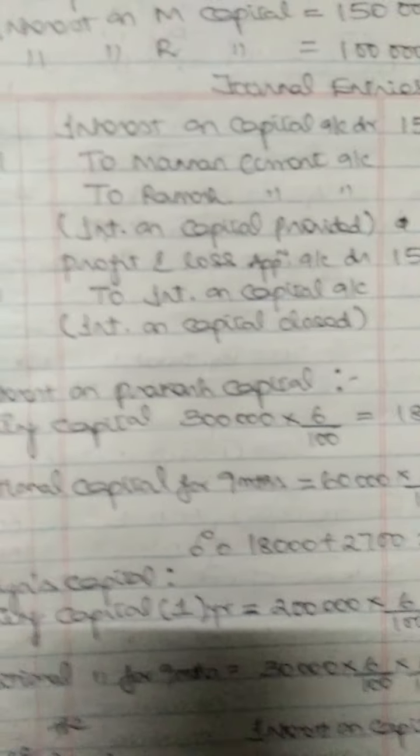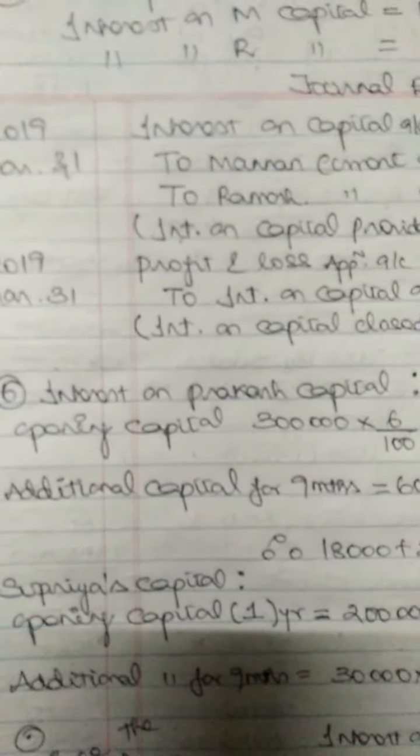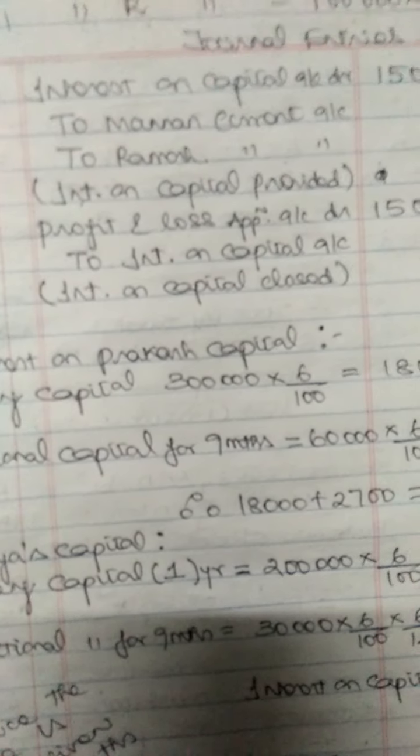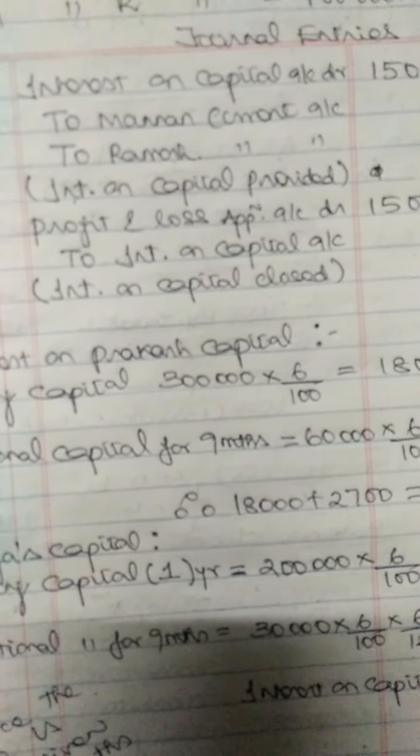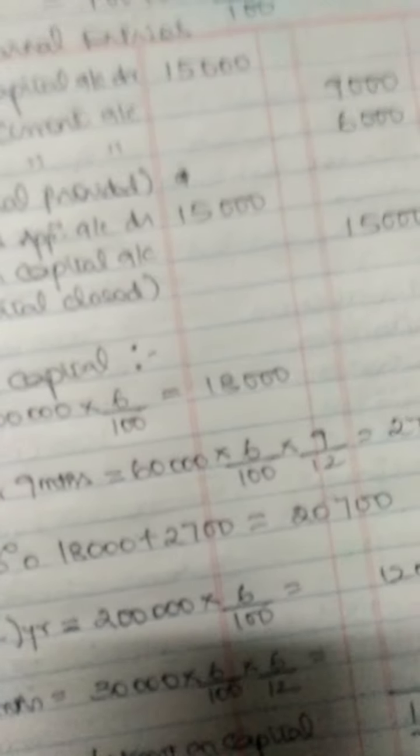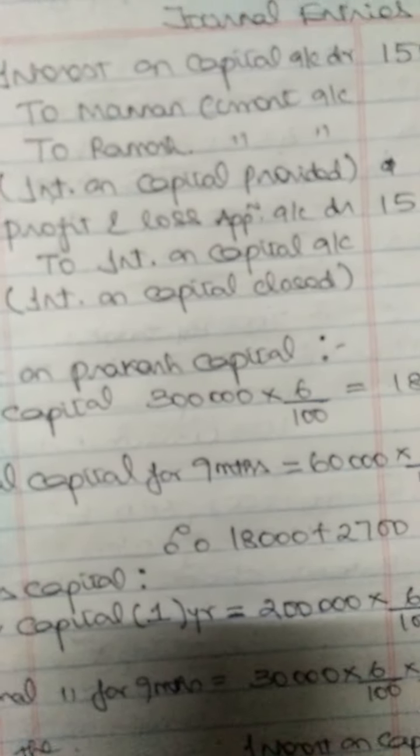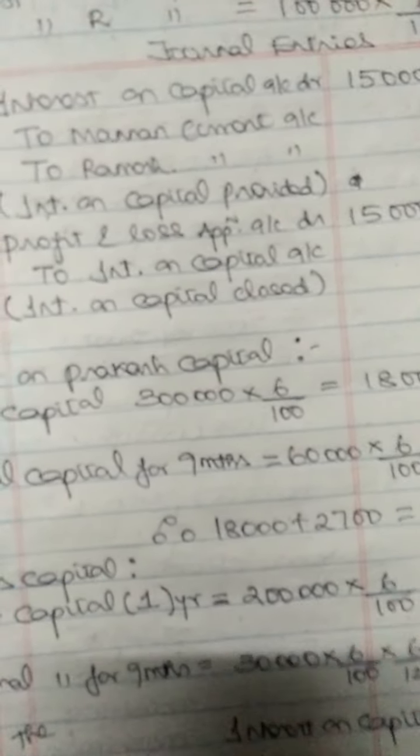Now the second entry is a transfer entry. Same date, profit and loss appropriation account debit to interest on capital account 15,000. The narration is interest on capital closed.